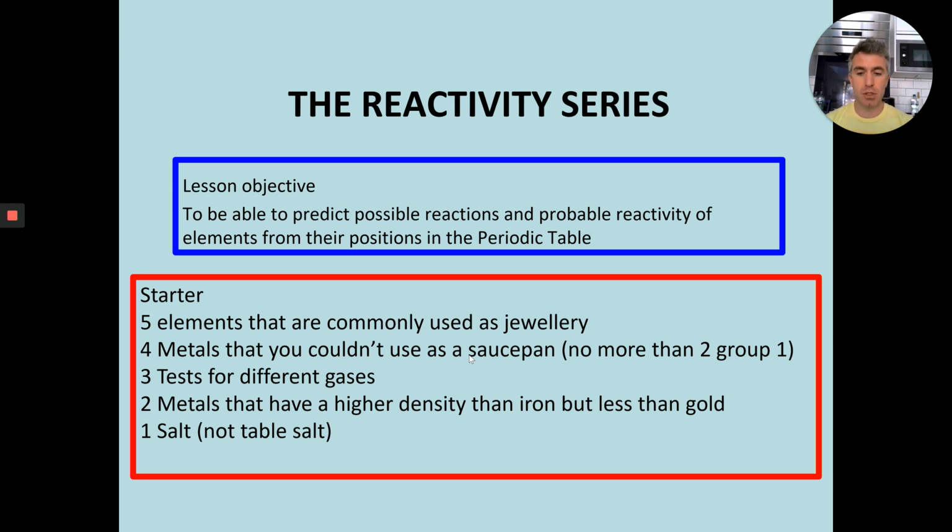4 metals that you couldn't use as a saucepan. Obviously, if you use group 1 elements as a saucepan, what happens when you put group 1 elements in water? They catch fire, the hydrogen is given off, and so that would be disastrous. So sodium, lithium, potassium, stupid to make as saucepan. Other things that would be really bad to make as a saucepan, I suppose, anything in group 2. Magnesium, when you put it near a flame, bursts into flame itself. So you don't want your saucepan to catch fire. So magnesium and calcium would always also be really terrible.